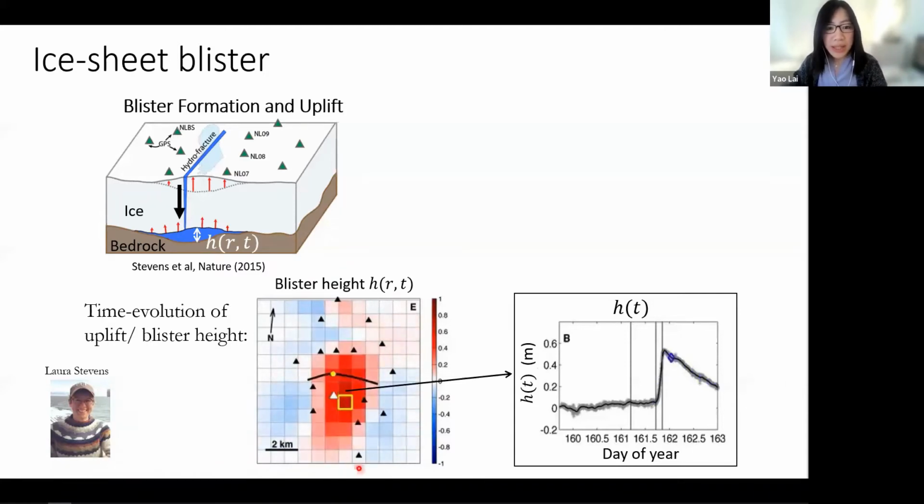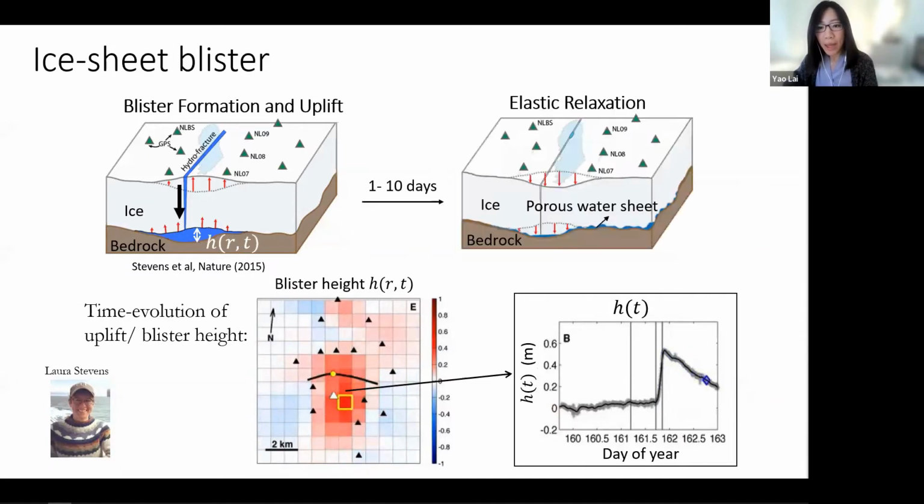So as you can see, after the injection, the blister height first increases, but then decreases on a timescale of a few days. And this decay of blister height is related to water leaking from the blister into the surrounding pore space along the ice-bed interface. So for the rest of the talk, I'll focus on understanding this relaxation behavior of the height of the blister.